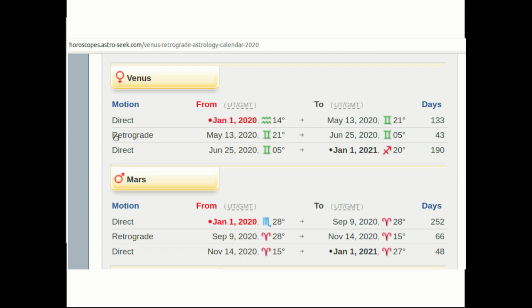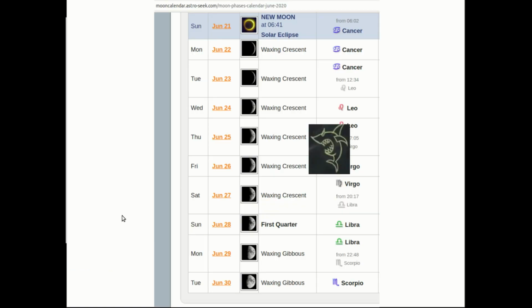Venus, which is the planet with the least frequent retrograde cycle periods, enters retrograde on May 13th and ends on June 25th. June 25th being just 4 days after the solstice eclipse. So, what's the moon like on June 25th? It is a waxing crescent moon in your post-solar eclipse period. So what we have, as I believe, is a creative way to represent Venus retrograde.